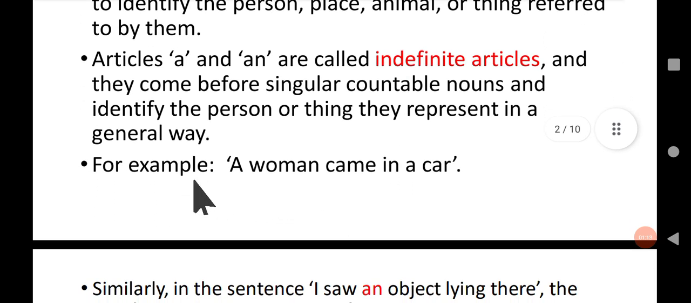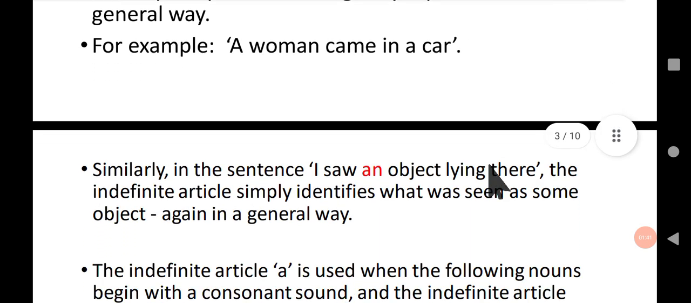For example, if you look, a woman came in a car. A woman, can you count? Yes. Unknown, we do not know. That is a general woman. It can be a boy, a girl, a car, a pen, a pencil, a book, a building, a school, a college, a place, anything that can be general. Next one, a car in the sense of a general car. We do not know if that is a particular car or not. It can be any general car. So, a woman came in a car is absolutely the correct statement.